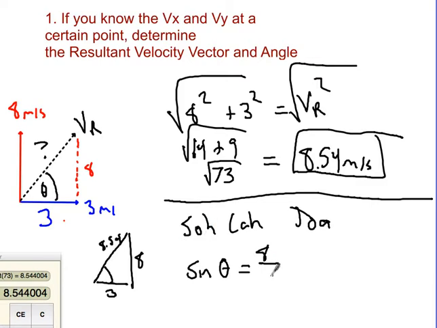Over the hypotenuse, which is 8.54. So I know the angle equals inverse sine of 8 over 8.54. And if I do that in my calculator, this is where I need a scientific calculator. I'm over here on my iPhone. I'm going to go 8 divided by 8.54. Inverse sine is 69 degrees.